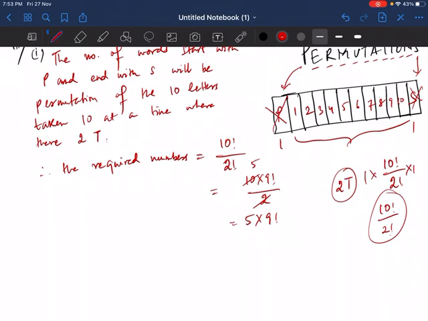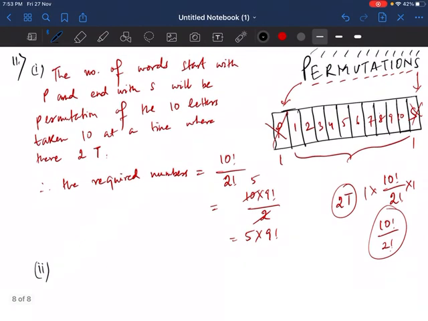Then question number 2 says that all the vowels are together. Now how many vowels are in there? So let us see, there is E in there, there is A in there, there is U in there, there is I in there, O is there. So all the vowels are present in here. A, E, I, O, U, right? So we have to keep all the vowels together.